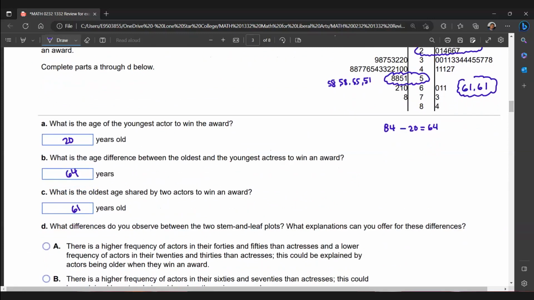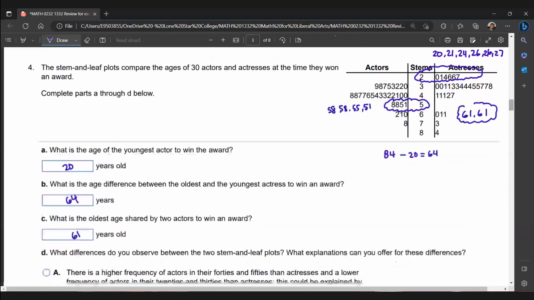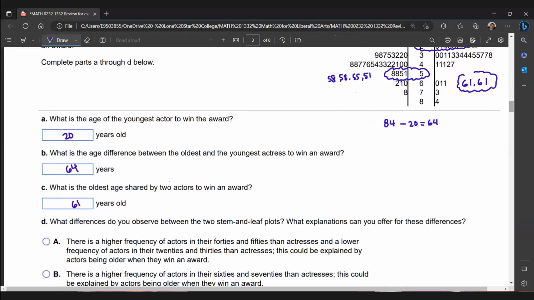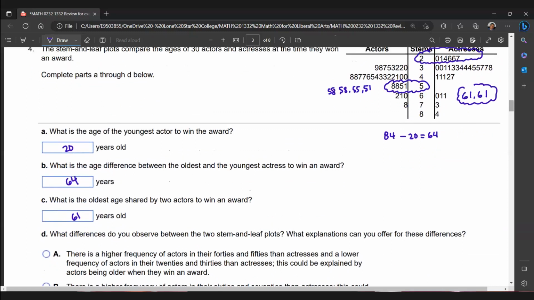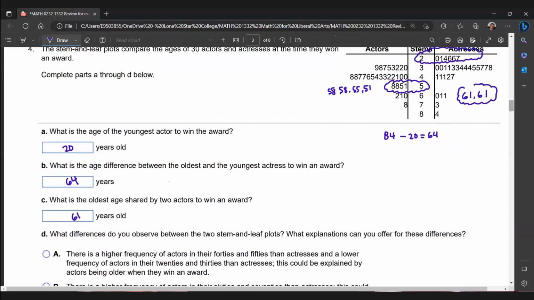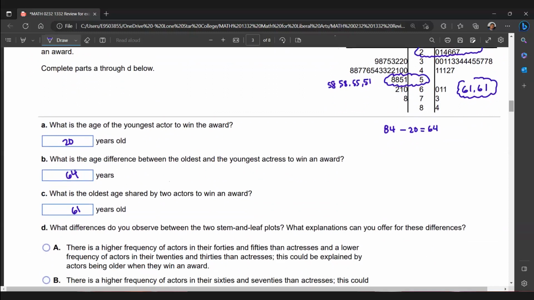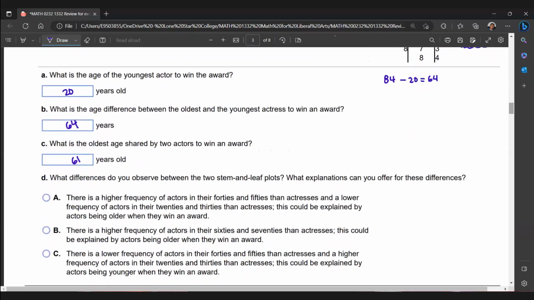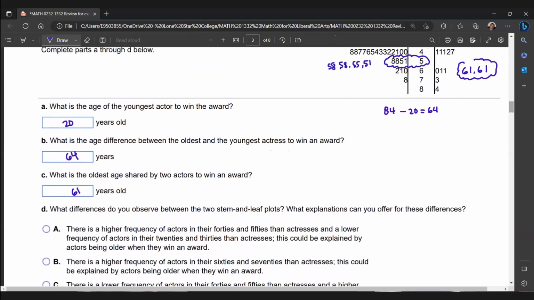Than actresses, and a lower frequency of actors in their 20s and 30s than actresses. That is true. This could be explained by the actors being older when they win an award. There's a higher frequency of actors in their 60s.